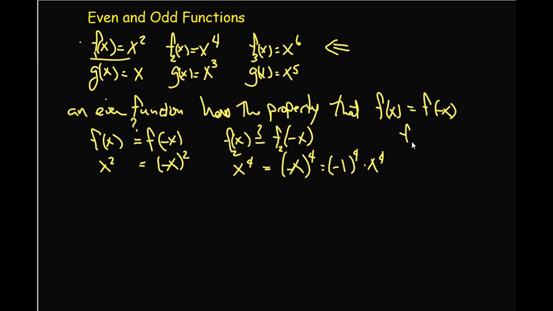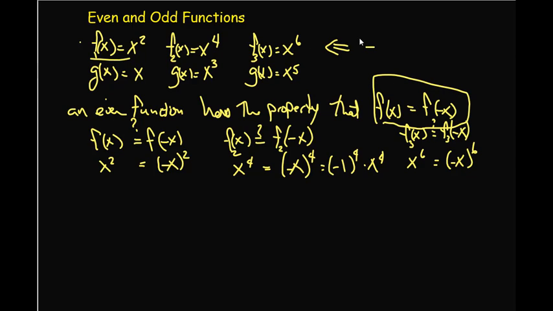And how about this one? Is f3 of x equal to f3 of negative x? Again, this is x to the sixth, and this is negative x to the sixth, and you can see that they're going to be equal. So this property defines what we mean by even, and we see that all of these up here are even.